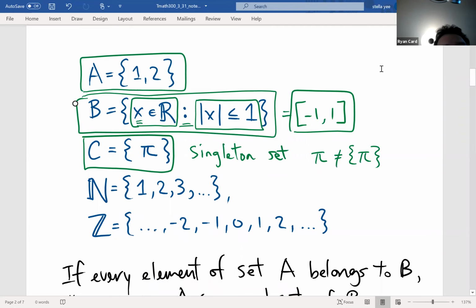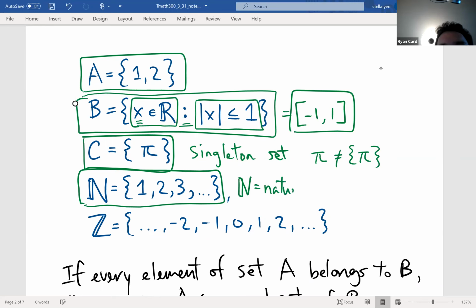Okay. It is possible to have infinitely many objects within a set. I guess B was already an example of that. But this is an object that we're going to work very closely with this quarter. N stands for natural numbers. It's basically the numbers you use to count, starting with 1, 2, 3, 4, 5, and so on. So all of the positive integers, the numbers you use to count, that set is called the natural numbers.